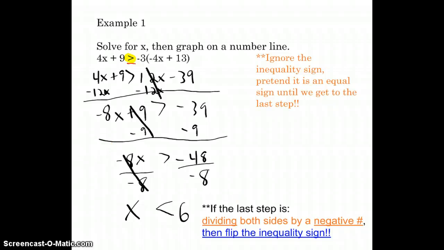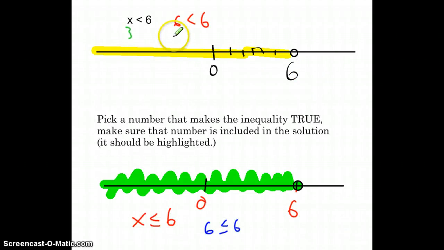The other point where it matters is when I go to graph. If it does not have the equal sign underneath it, it is an open circle. With an equal sign, we color in the circle. So you may want to make note of that as well. Equal sign, color in the circle. No equal sign in the inequality, open circle.